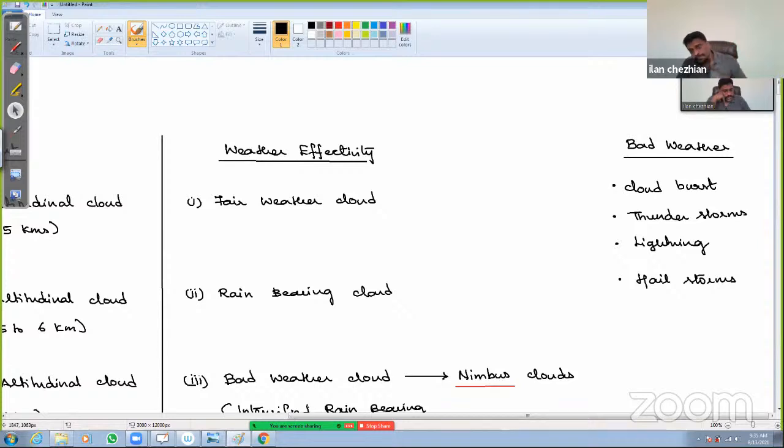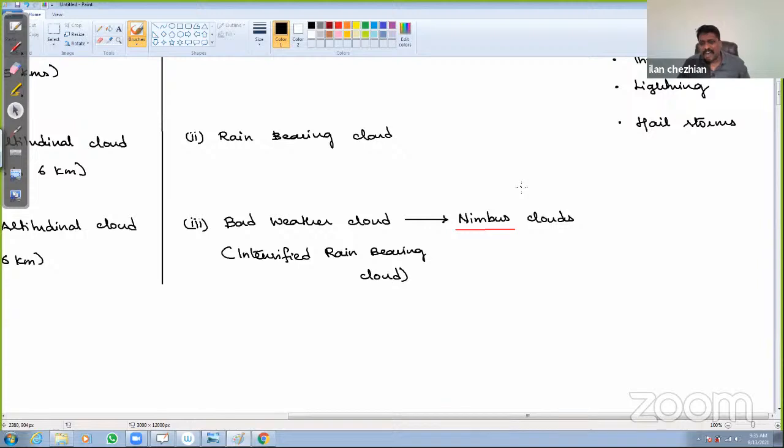Bad weather cloud. Okay. So nimbus clouds are dark clouds. They are just very dark clouds. Why is it dark? Because the cloud is so thick. Am I right? So much of condensed material you have, the sun's rays cannot penetrate. That's the reason it has become so dark.